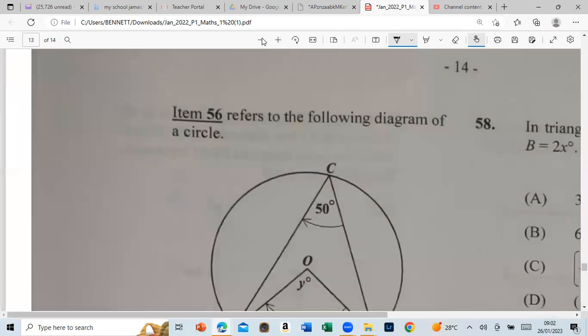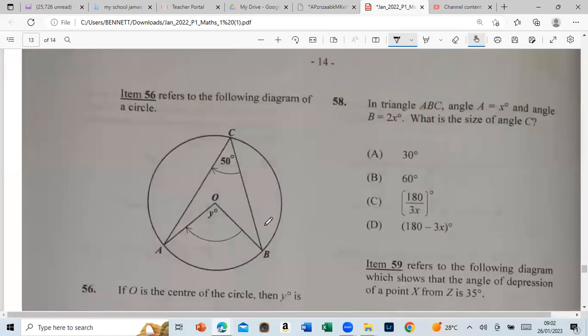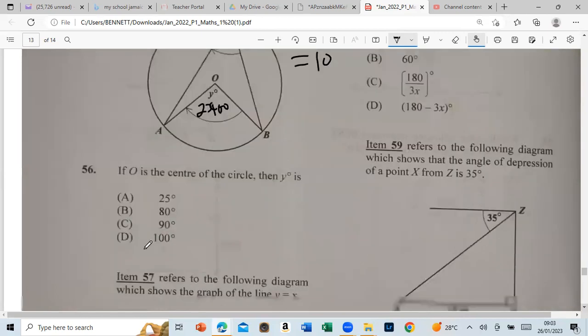I need to zoom in so you guys can see. Alright, item 56, refer to the following diagram. If O is the center of the circle, then Y is equal to. Now, the angle at the center is twice the angle at the circumference. So Y is equal to 2 times X. Let's just say this is X. It's 2 times 50, which is equal to 100. So this is 100. Let's go down to the options. We should see 100 there. Very nice question.